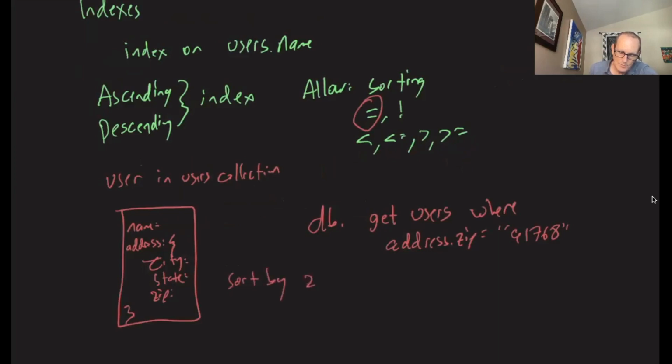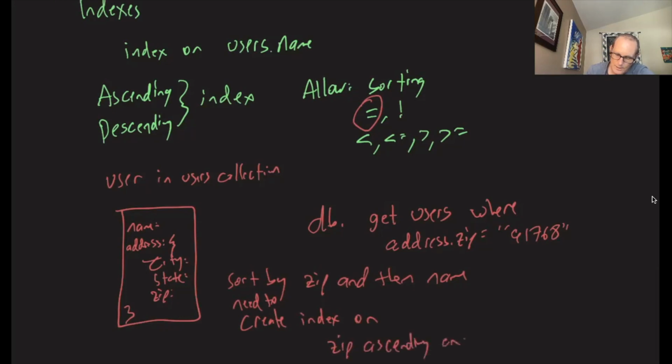So let's say that you want to sort by zip code and then name. So you're going to have, let's say, zip code 00000 and then names from A to Z, and then zip code 00001 with names from A to Z. Well, we need a compound index for that. So we would need to create, and this would be created in the cloud in the Firestore administration console, an index on zip ascending, and then name ascending.